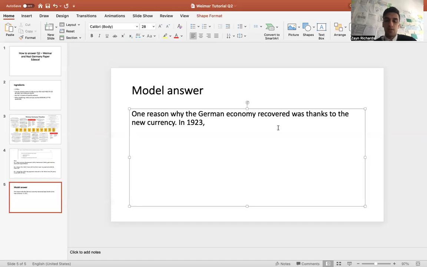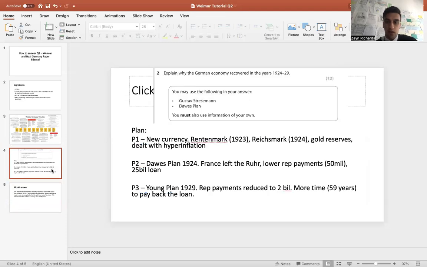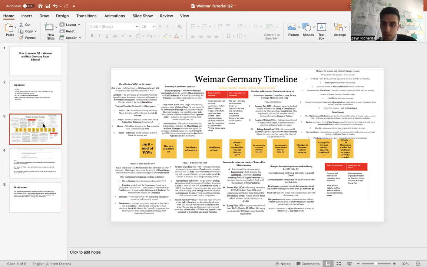In 1923, Stresemann introduced the Rentenmark, which was a new currency backed by the gold reserves of Germany. So that's my first piece of evidence. In fact, I've got two pieces of evidence there. So I've got 1923 Rentenmark, and it was actually gold reserves. That's three pieces in one sentence. Backed by the gold reserves of Germany. This later became the national currency, the Reichsmark. Let me just make sure I've got everything. Gold reserves, Reichsmark. See if I missed anything.